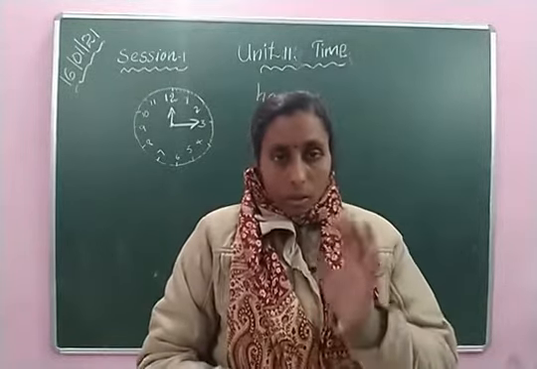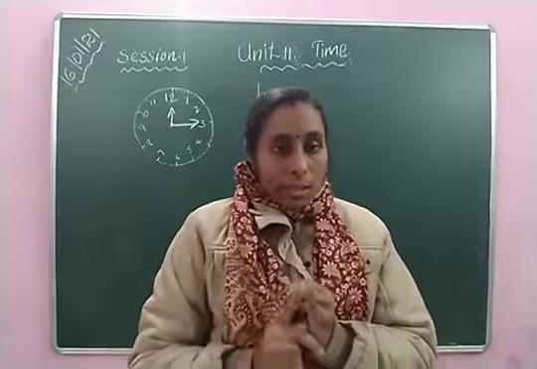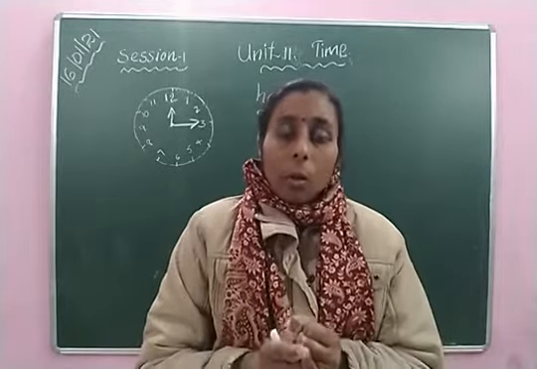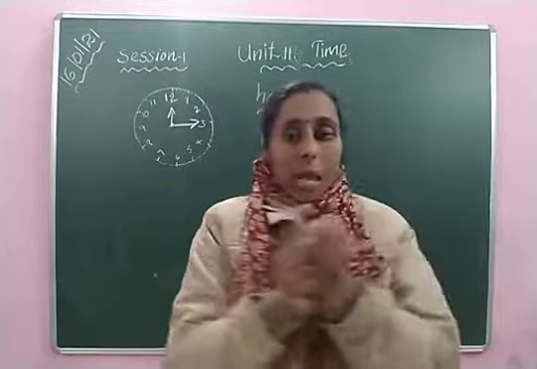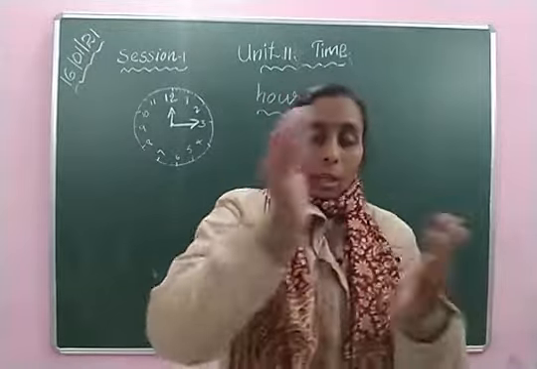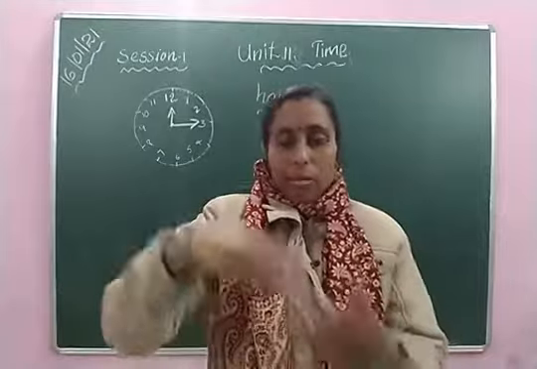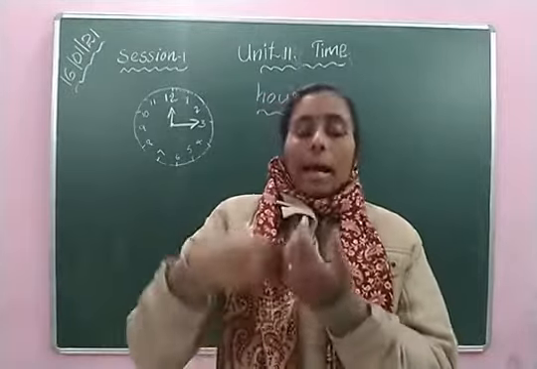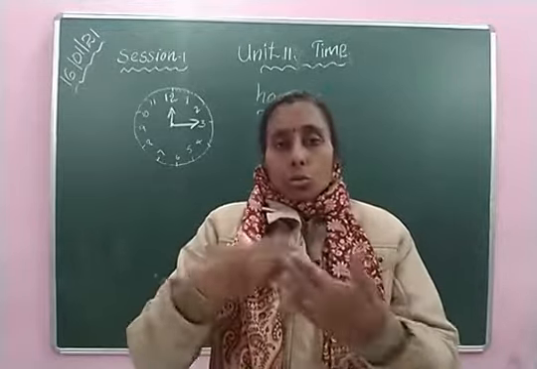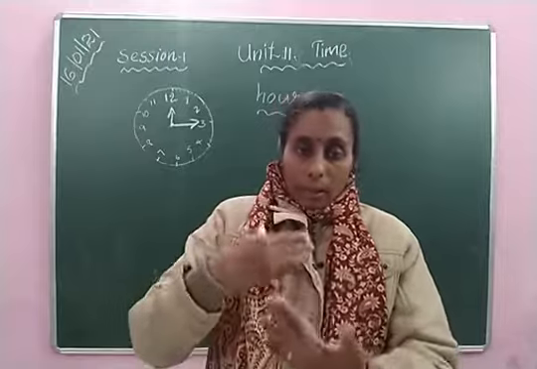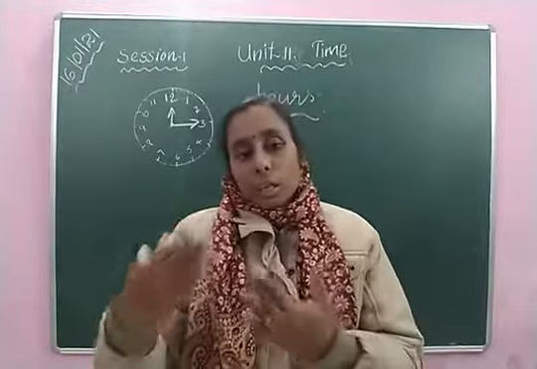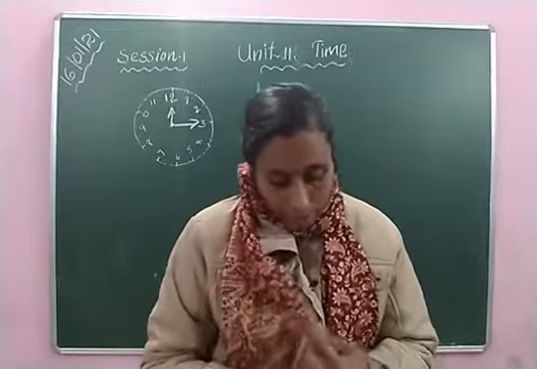Okay, once again, I shall tell you what is time. Time is the gap or difference between two occasions, or it differentiates the past and present, morning and afternoon, afternoon and evening, today and yesterday, today and tomorrow, this week and next week. That shows the difference between two occasions. This birthday and next year's birthday, that is the difference between two occasions.